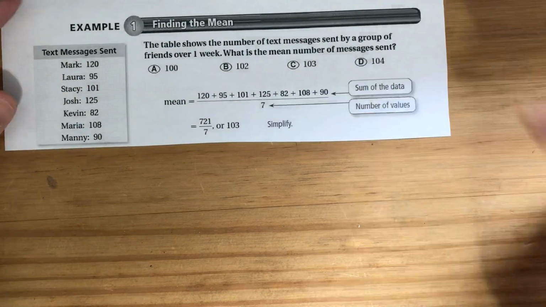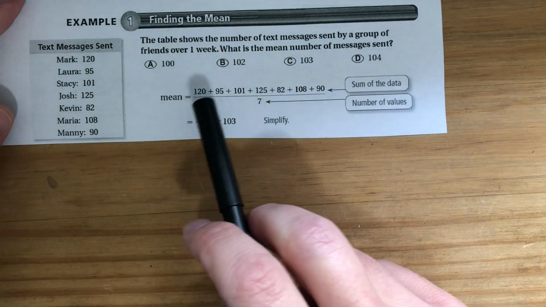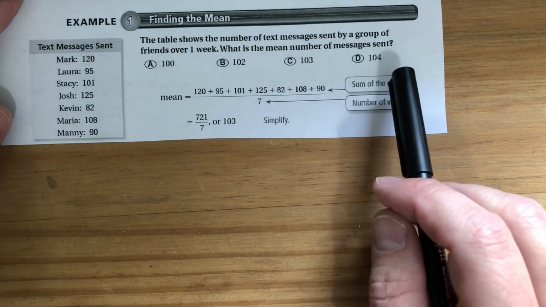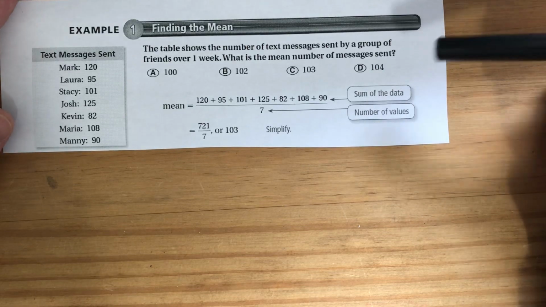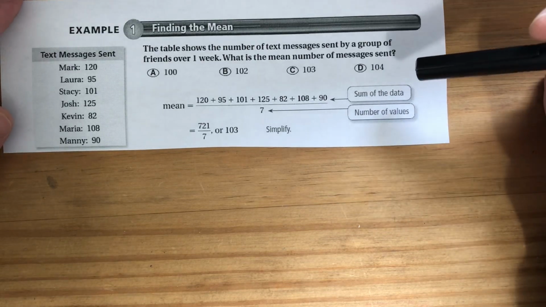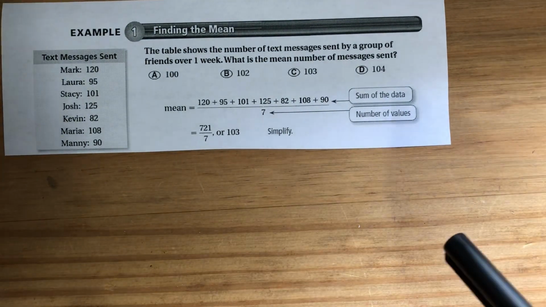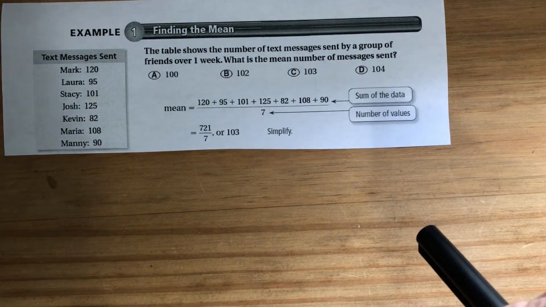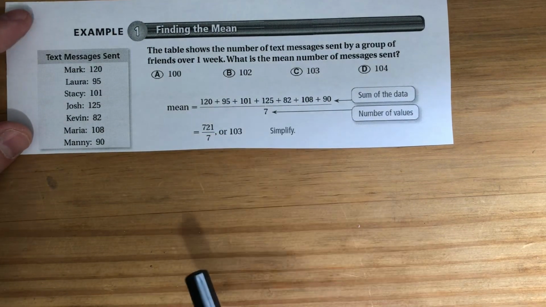So here's an example. It says the table shows the number of text messages sent by a group of friends for 1 week. What is the mean number of text messages sent? This is similar in format to what you're going to get on your assessment today. You'll see there are 4 choices, and any one of those could be the correct answer, but the only way you can prove it is by adding up all the data and dividing by 7.